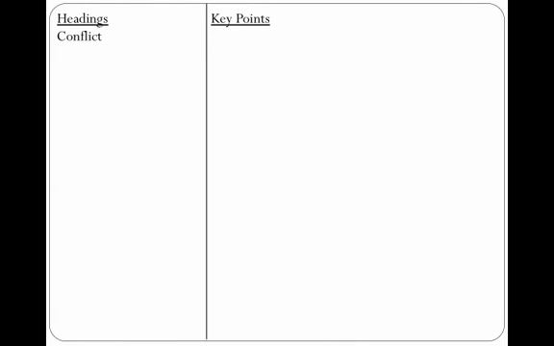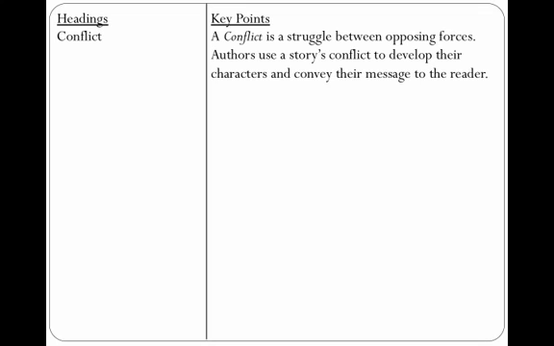Our first heading is conflict. A conflict is a struggle between opposing forces. Authors use a story's conflict to develop their characters and convey their message to the reader. These are a few annotations that you could make to this note. And one question you can use to study is, for what purpose do authors use the conflicts in their stories?